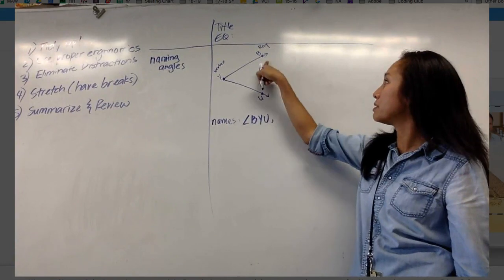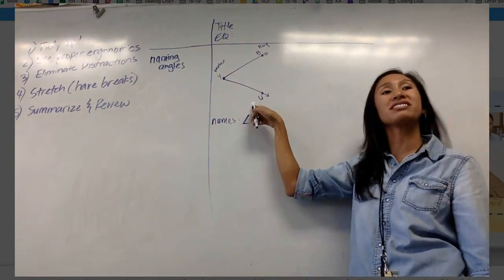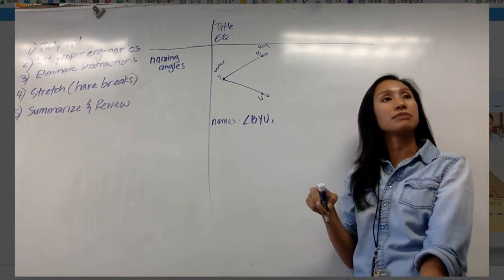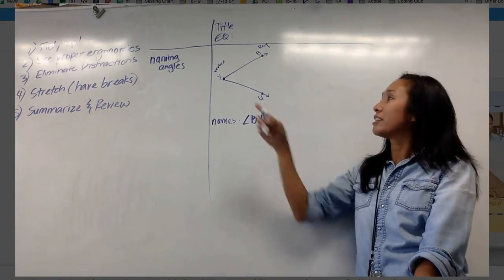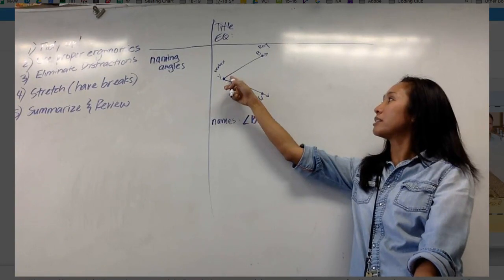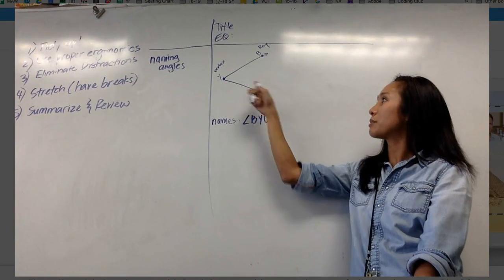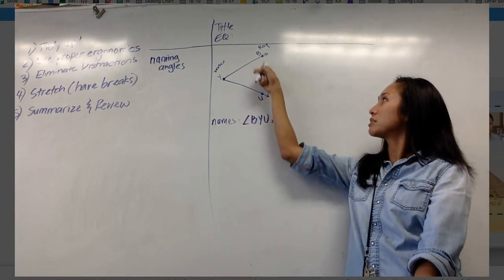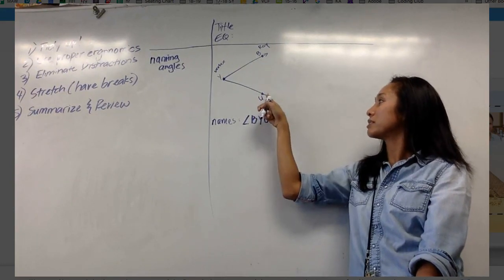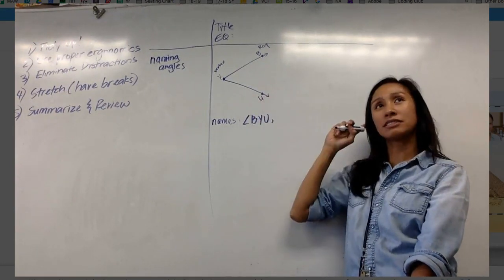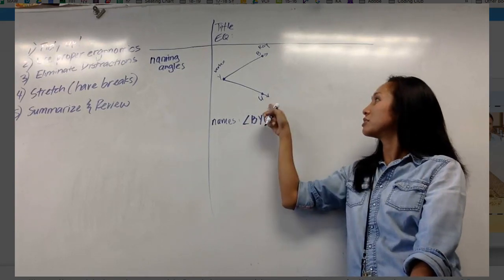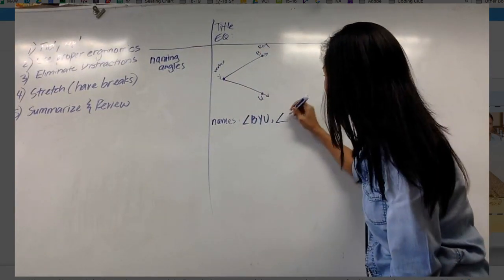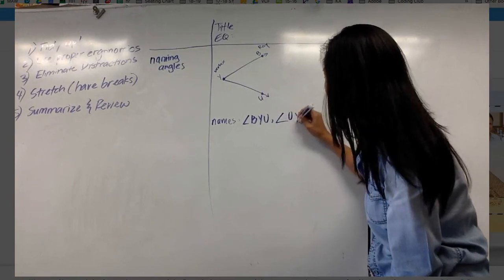So we went BYU this way. What's another combination? I heard YBU. Am I tracing that angle though? No, because BYU went this way. UYB. You're missing something very important. Angle. Angle UYB. Write that one down. Angle UYB.